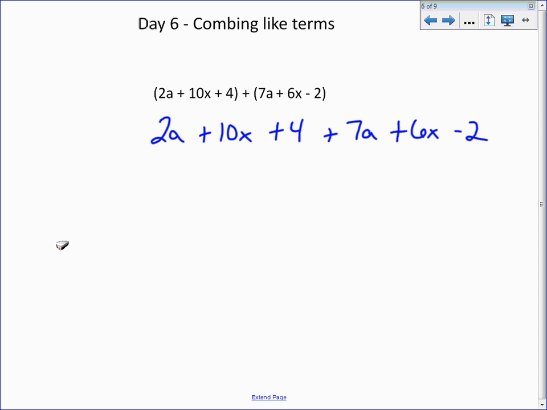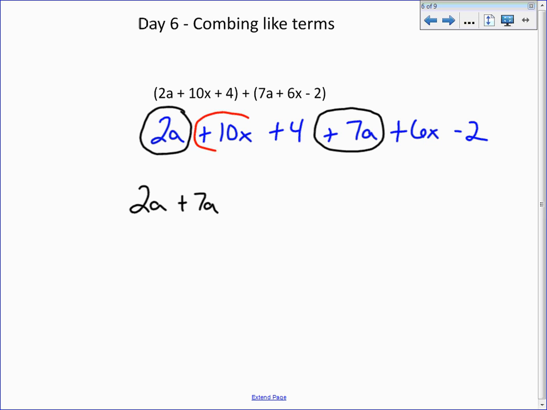With that being said, now we can clearly start to see some things that can be combined. When I look at 2a, I'm asking myself, are there any others here with just a? And I find the 7a, and again, notice how I bring that sign that's out in front of it, so now I know that it's got to be 2a plus 7a.